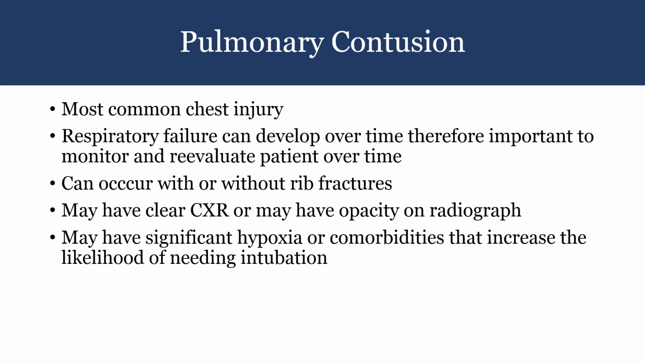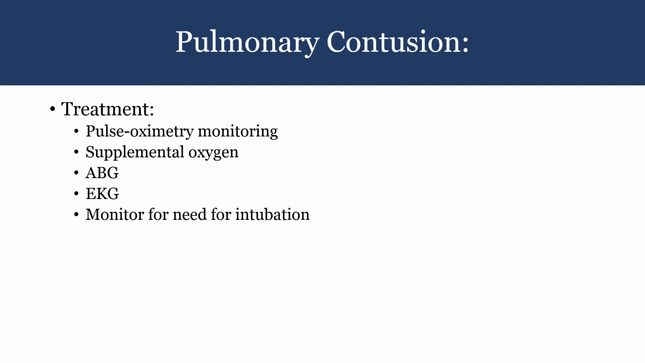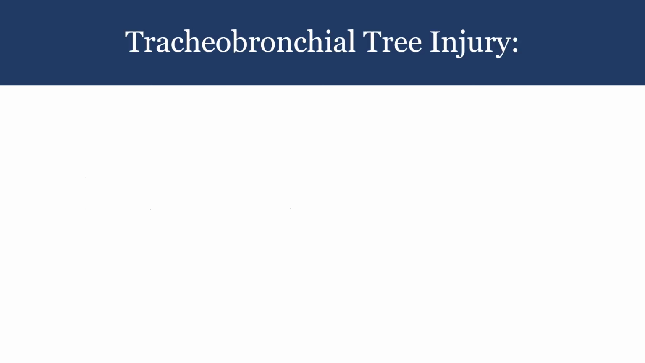But significantly, these patients have hypoxia and also comorbidities that increase the likelihood of the need for treatment for pulmonary contusion. One, we have to have pulse oximetry for continuous monitoring, and supplement these patients with oxygen. We need to do arterial blood gases, ABGs, an electrocardiogram, an EKG, and assess and reassess for the need for intubation, especially if these patients continue to have low oxygenation.